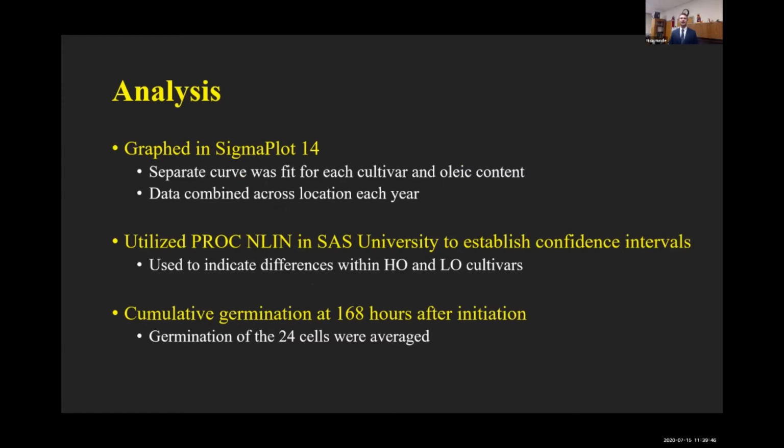We then graphed it in SigmaPlot 14 with a separate curve fit for each cultivar and oleic content, and it is worthy to note that the data was combined across location for each year. We then utilized PROC NLIN in SAS University to establish the confidence intervals, which were then used to indicate differences within the high oleic and low oleic cultivars. We used the cumulative germination at 168 hours after initiation, so the germination of the 24 cells was averaged.